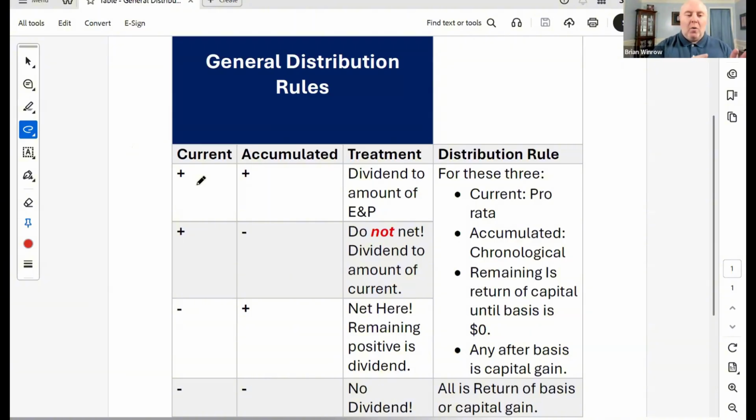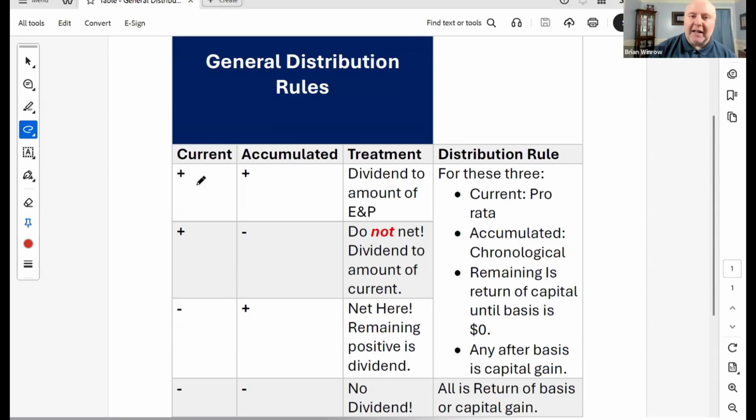Now, what we're talking about for accumulated and for current E&P, so E&P in general, is the ability of the corporation to make distribution payments as dividends, right? It's based basically on the earnings they have, the cash they have available to make those types of distributions. Even if they don't actually have that cash on hand, it's still their earnings and profits.